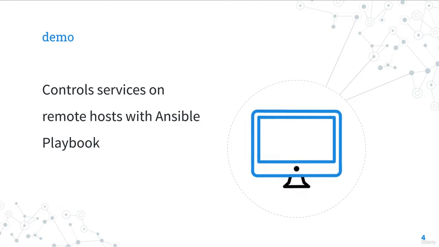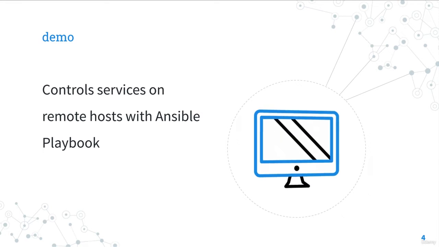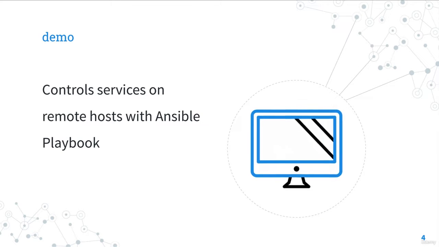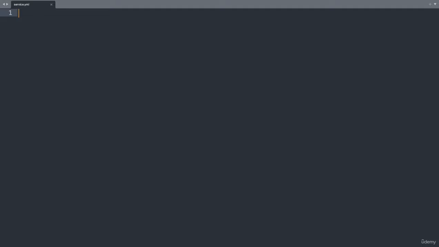The argument or args parameter allows you to specify some additional arguments provided on the command line. Let's jump into a real-life demo to show you how to control a service on a remote host with an Ansible playbook. And welcome to my editor.